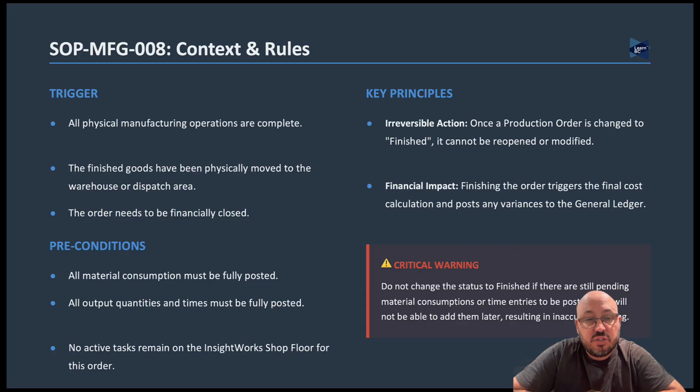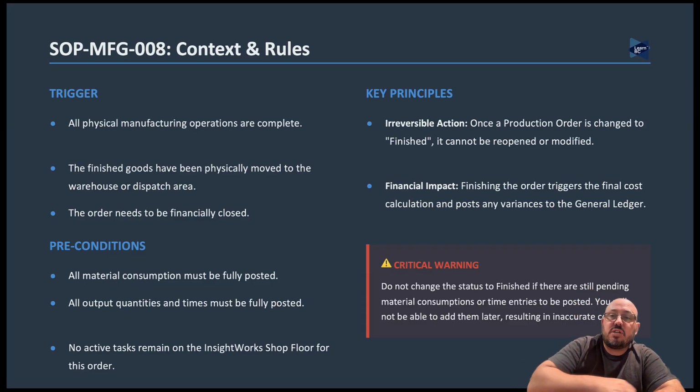The conditions are all material consumption must be fully posted. All output quantities must be fully posted. No active tasks remain on the Insight Works shop floor. For example, if you've got timesheets outstanding that have not been approved or posted yet, you cannot close your production order. You cannot finalize. You're required to finish time, output, and consumption to proceed.